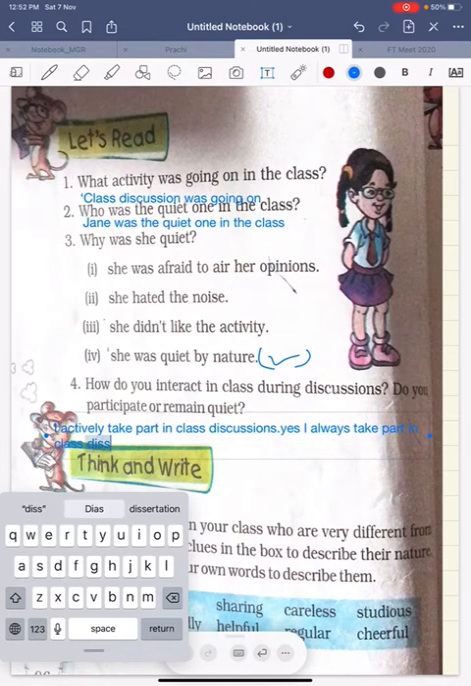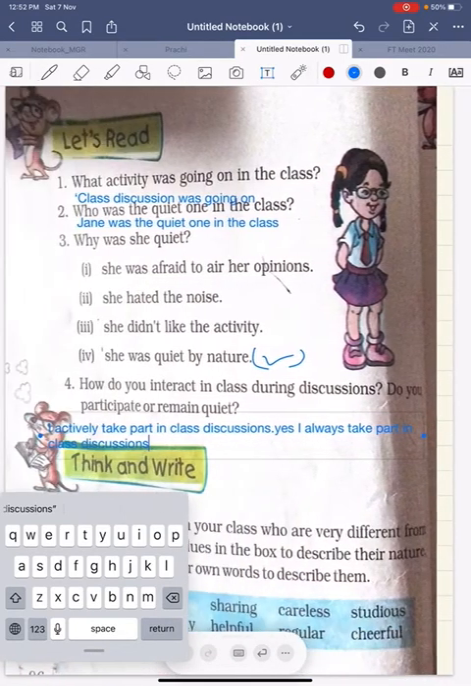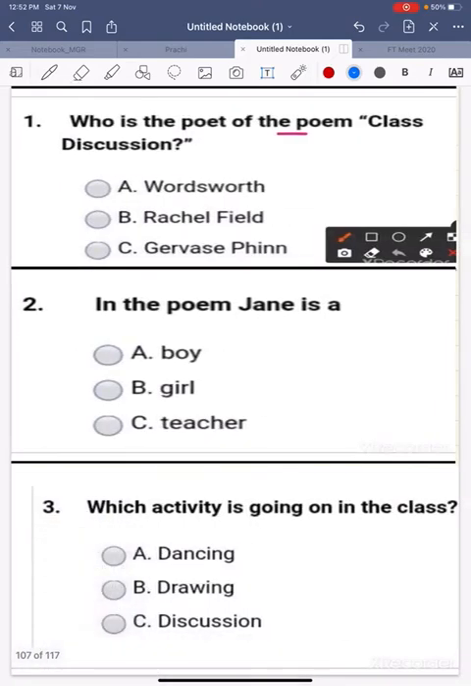So like this you can write. Okay. Now come to the next part of this. I have prepared some MCQs for you also. So let's read those MCQs.